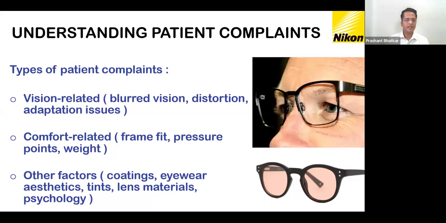Why we are doing this is that once we identify the complaint, once we bucket it, whether it is related to vision or to comfort or there are other factors, it would be more systematic to find the right solution for this problem. So I'm sure you all have heard these kinds of complaints. The idea is to bucket them, whether they are related to vision, to comfort, or fall under any other category like coatings, materials, aesthetics, or patient psychology.